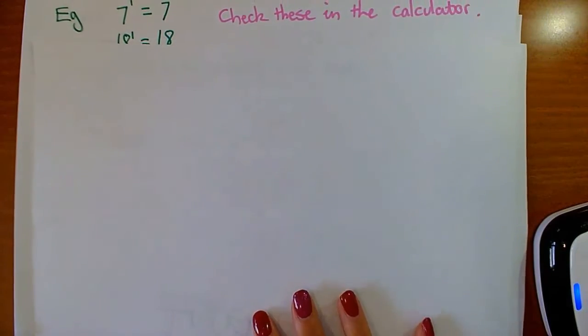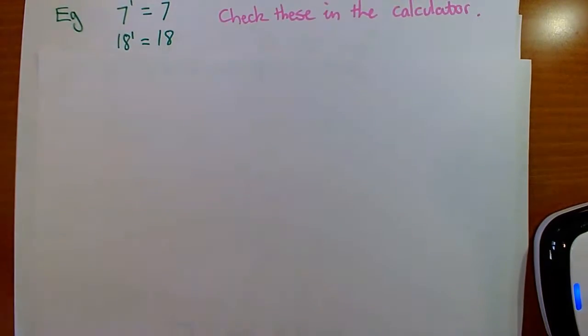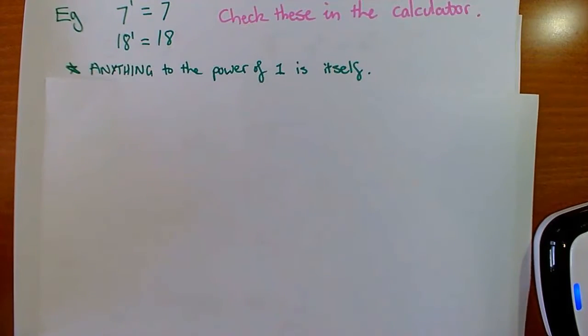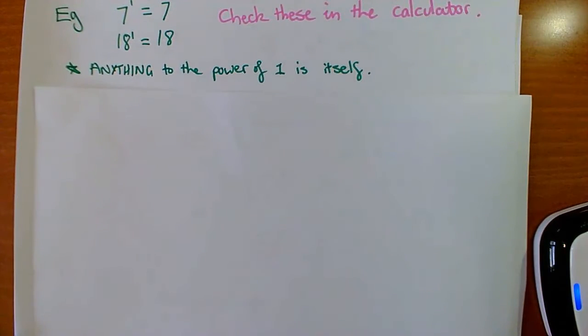Okay, I want you to have a look at these two for me. 7 to the power of 1 equals 7, 18 to the power of 1 equals 18. I want you to be able to put these in the calculator and check them for me now. As you already know, anything to the power of 1 is itself. Okay, so keep that in mind.